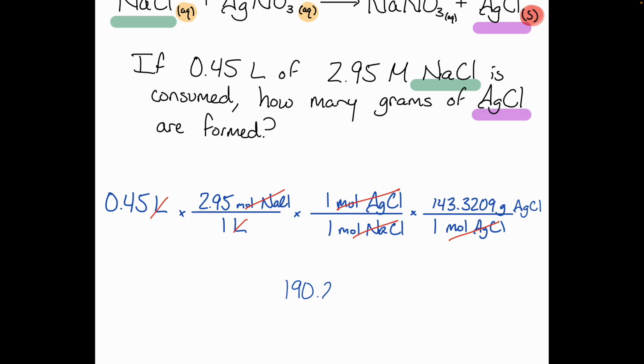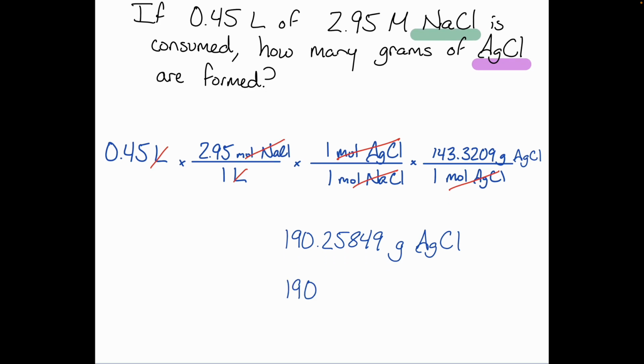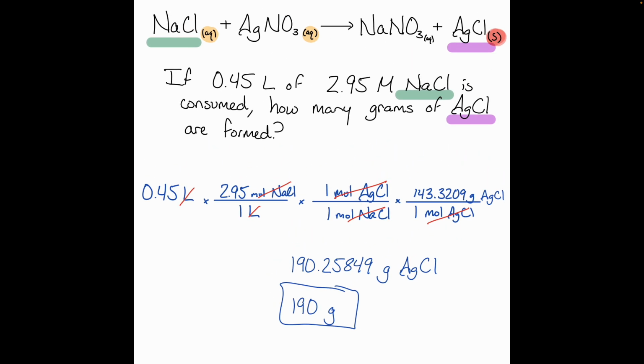190.25849. All right, my units are my grams of my product, my silver chloride. And then how many sig figs? Just 2. So 190 with no decimal place grams of that silver chloride product are going to be produced in this reaction.